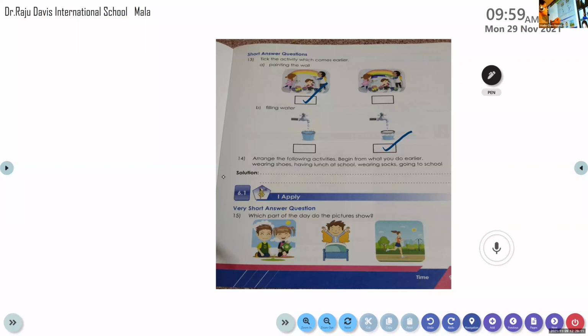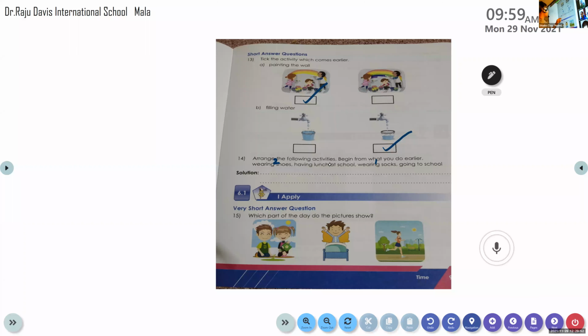So, which one will come first? I asked question number 14. See, wearing shoes, wearing socks. Wearing socks, so we can put a number 1. Now, what will be second? We have wearing shoes, having lunch at school, going to school. Which one will be second? Wearing shoes. Very good. Now, having lunch at school, going to school. Which one is number 3? Going to school. Now, number 4, having lunch at school.